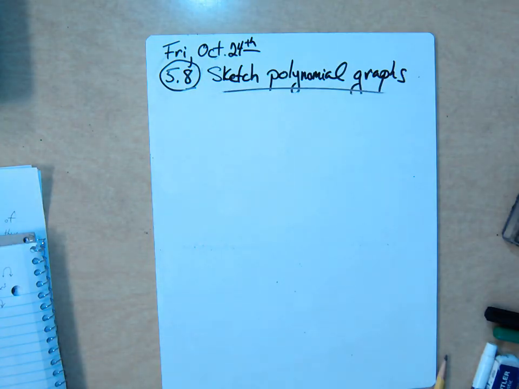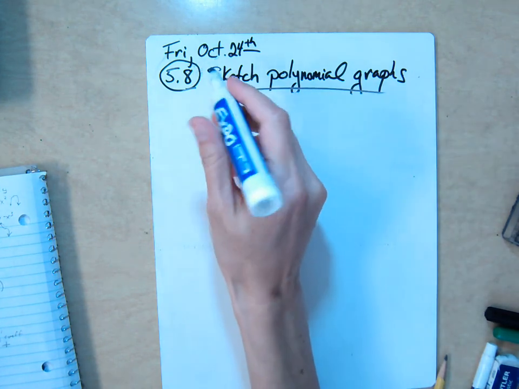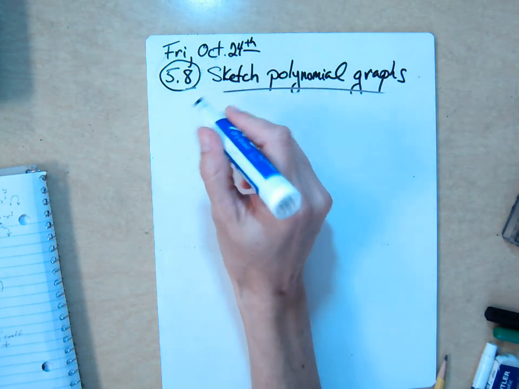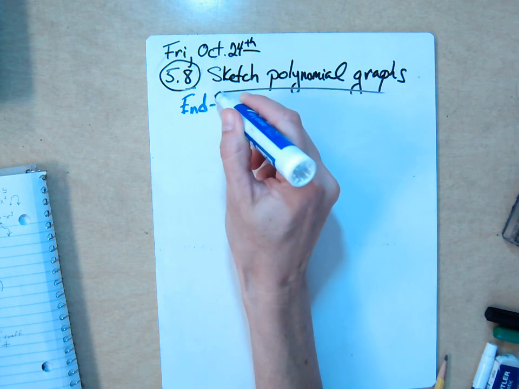Alright, so this would correspond to section 5.8 in your book. How do you sketch these polynomial graphs? And there's two things that you need to look at to be able to do that without the graphing calculator. And one of them we've talked about before is the end behavior based on the degree of the whole polynomial. So we'll look at the end behavior.